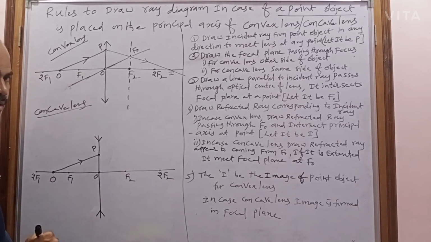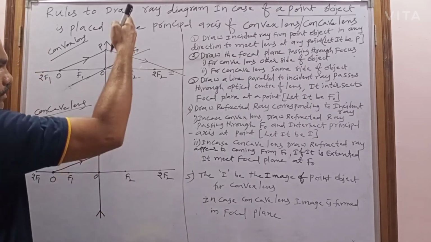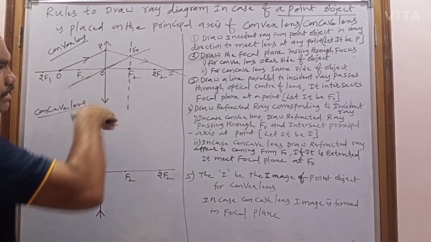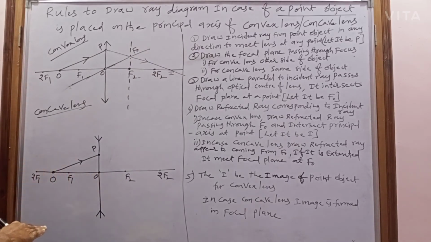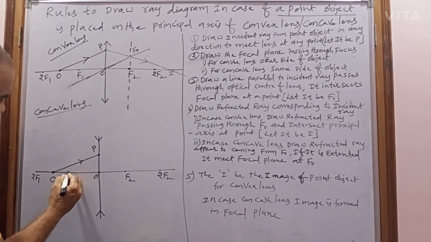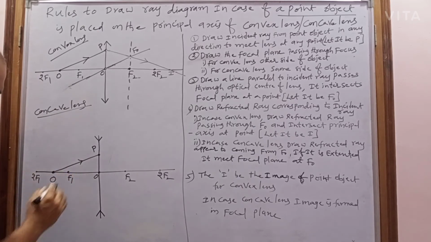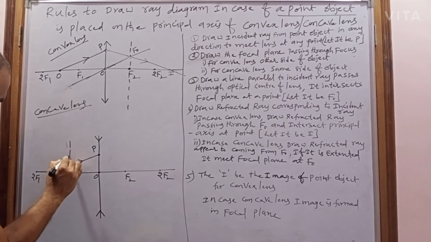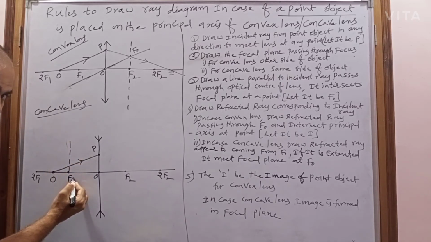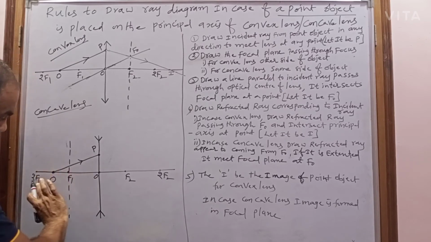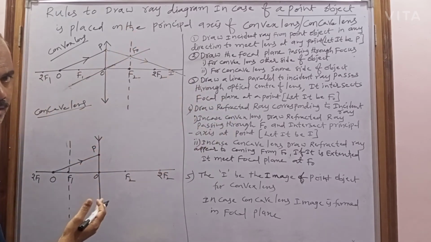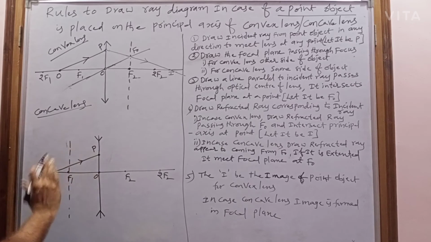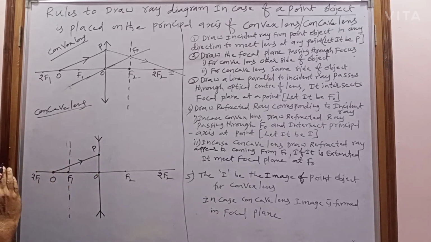Now coming to the second rule. What is the second rule in the convex lens? You draw the focal plane on the other side of the lens, or other side of the object. But in the concave lens, you have to draw the focal plane on the same side of the lens where the object is. Now this is the focus, on the same side of the object. Now draw the focal plane passing through this focus on the same side of the object, not the other side. In case of the convex lens, you draw it on the other side, but in case of the concave lens, you have to draw the focal plane on the same side of the object.